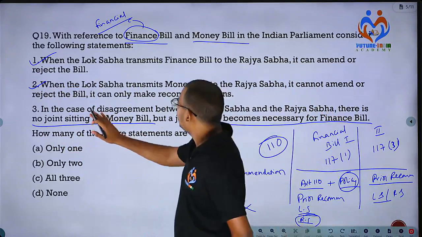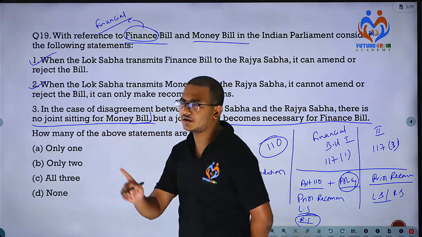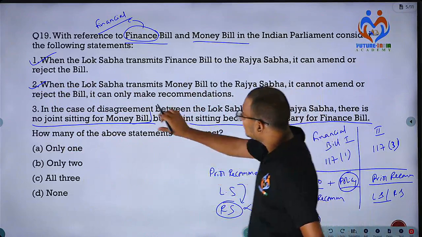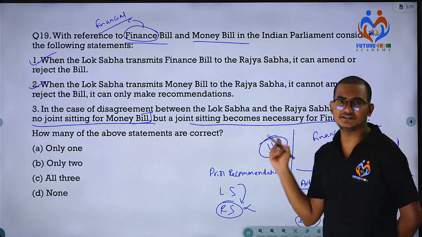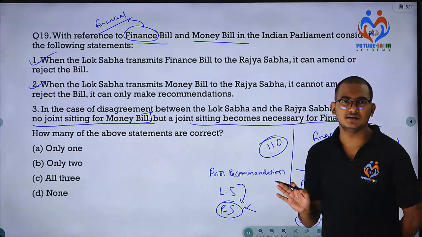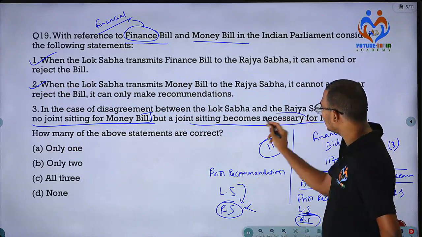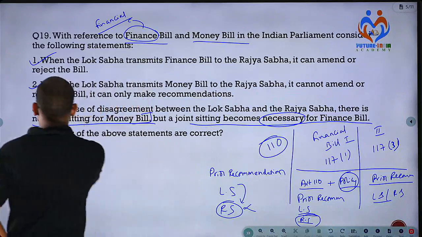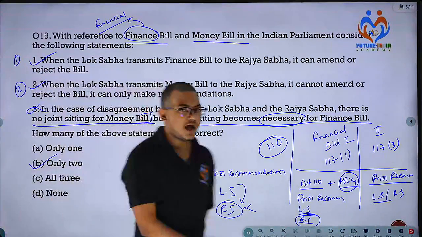Yes, in case of disagreement between Lok Sabha and Rajya Sabha, there is no joint sitting for the money bill. I have already told you joint sitting is only for ordinary bill, not for money bill and constitutional amendment bill. Till here, the statement is correct. But a joint sitting becomes necessary for the finance bill. This is wrong, guys. This is not necessary for the finance bill. For ordinary bill, they can do it. But for the finance bill, it is not necessary. And whenever it is written as necessary, then for sure it is wrong. Okay. So this statement is wrong. So how many statements? 1, 2 statements are correct. So only 2 is your answer.